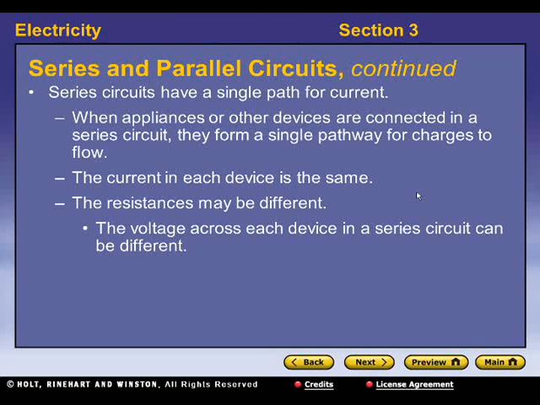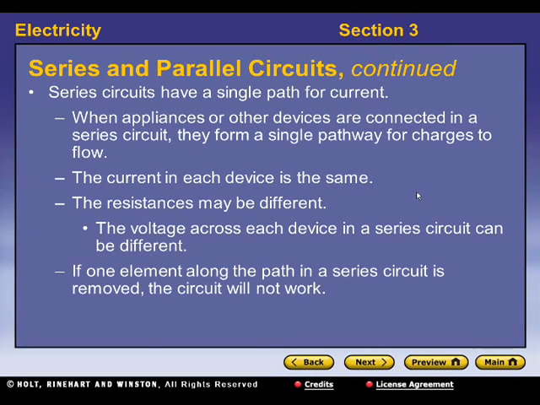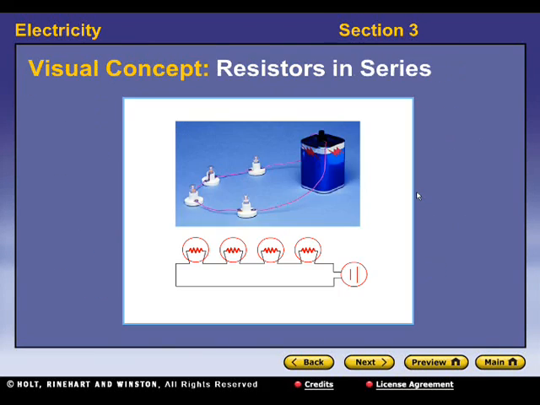Because each one of them has the same current flowing through it, the voltage drop across each device in a series circuit can be different, just because it has different resistances. The push, so-called, the voltage, may have to be stronger in some than in others because of higher resistances. So they'll get different voltages in the system. If one element along the path in a series circuit is removed, the circuit will not work. It's basically like opening a switch.